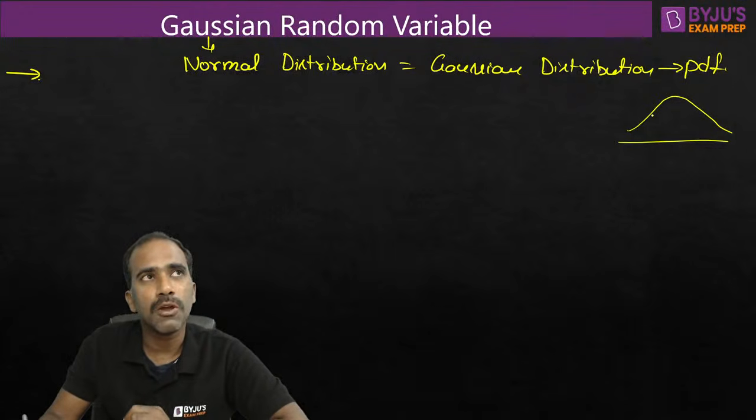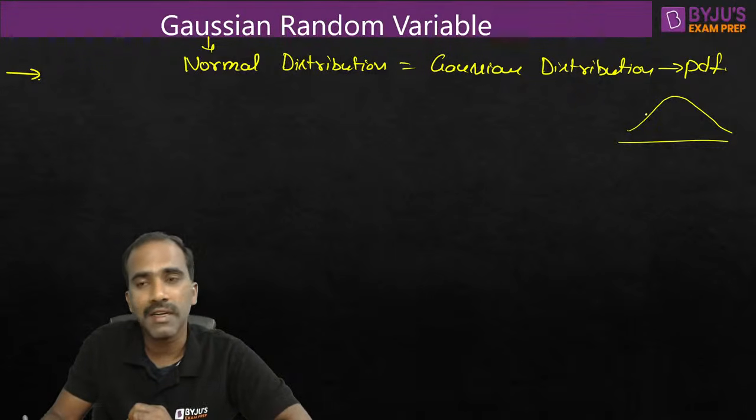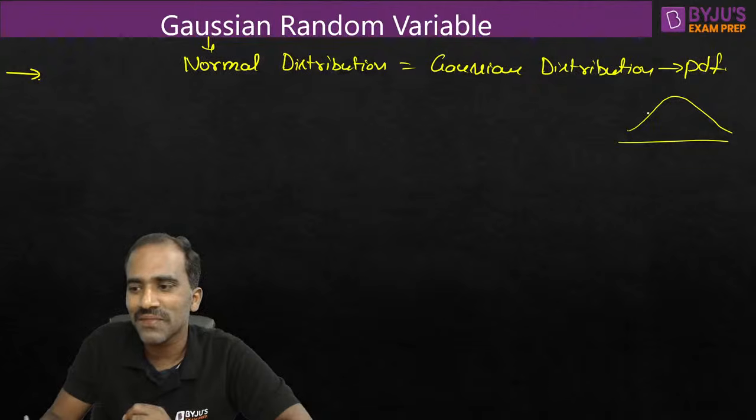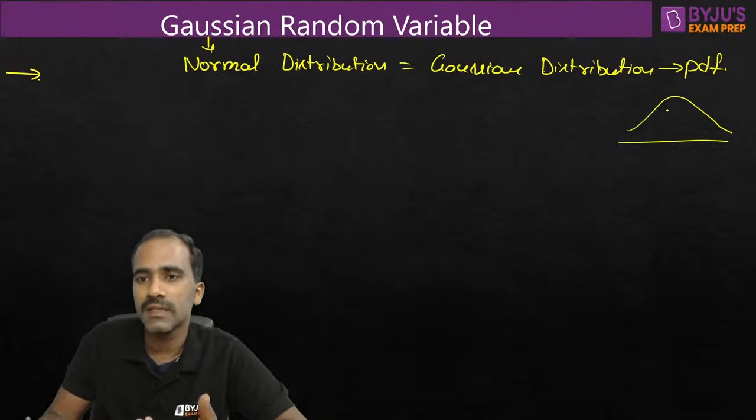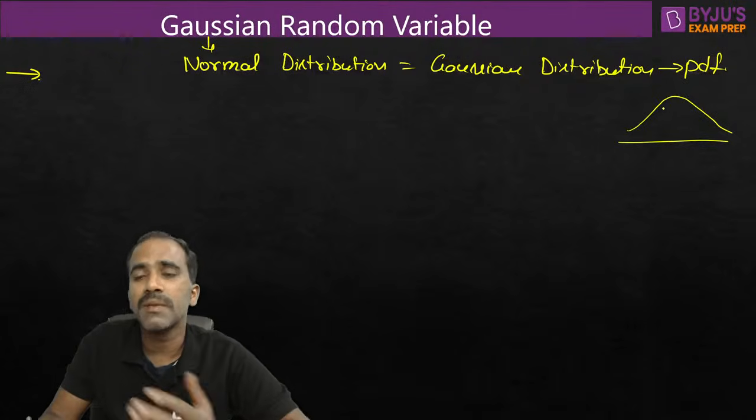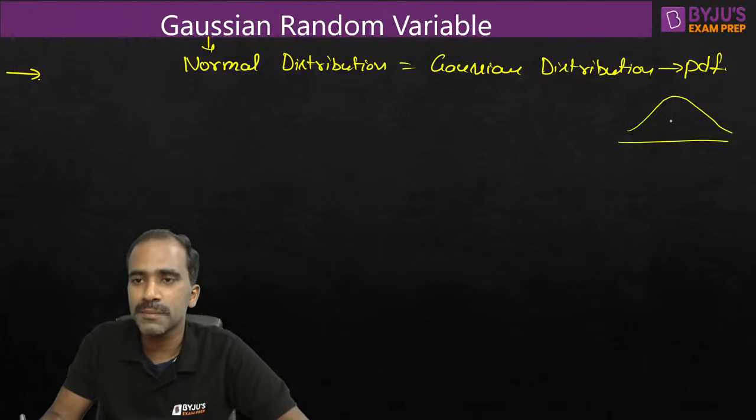Whenever you see a Gaussian shape, will it always represent a PDF? No, right? Whenever you see a Gaussian shape, that does not mean that it always represents a PDF. A Gaussian shape can represent anything; it need not represent only a PDF. But it will represent a PDF if it satisfies the properties of a PDF.